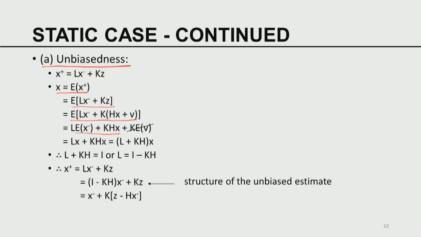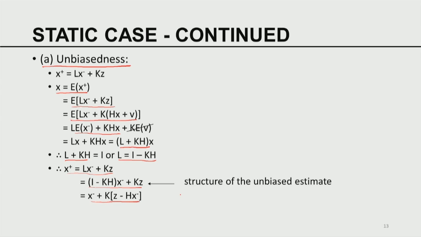Therefore, I get the quantity X must be equal to L plus KH times X. So this essentially tells you L plus KH must be identity, or L must be equal to I minus KH. So one of the two matrices is expressed in terms of the other and H. Therefore, the structure now becomes this, which can be written like this. So that is the structure of the unbiased estimate.